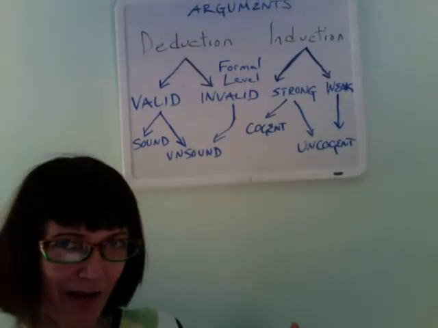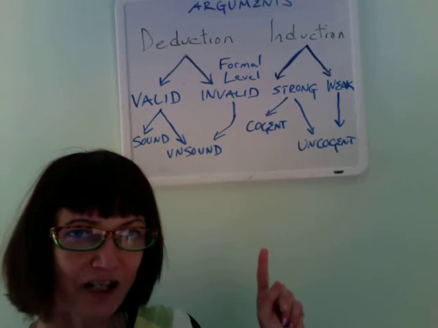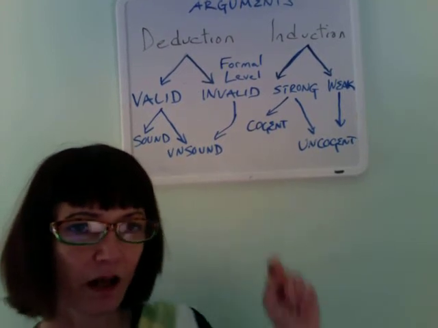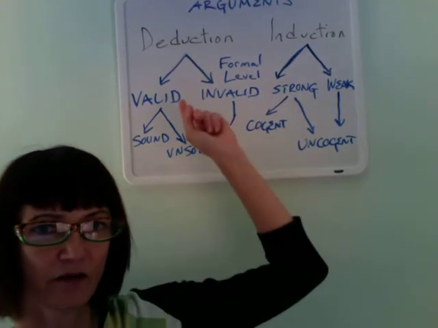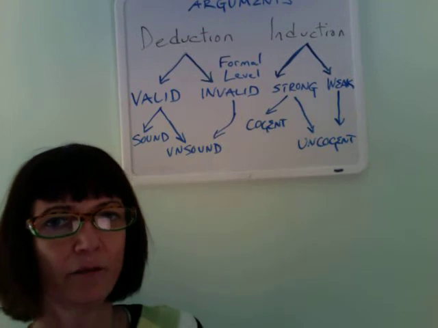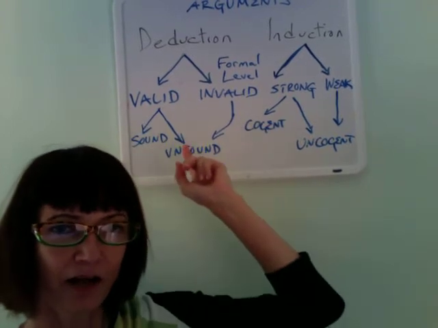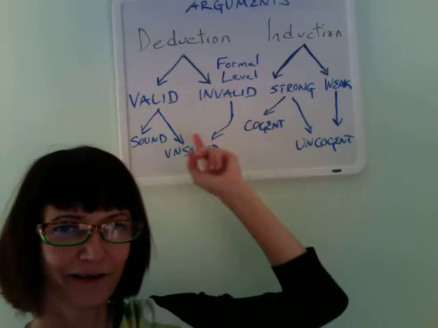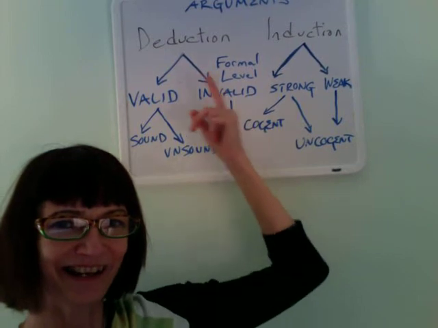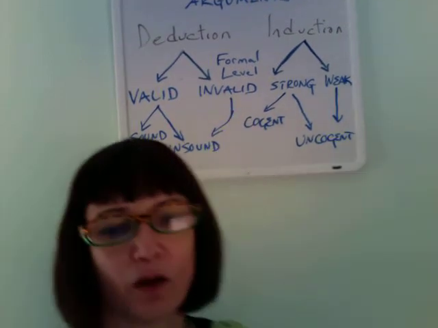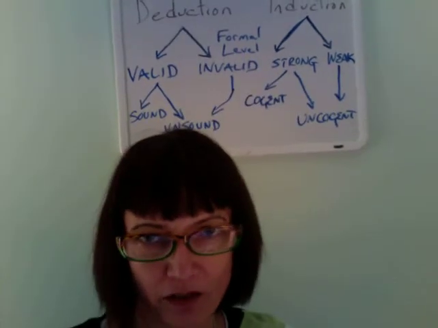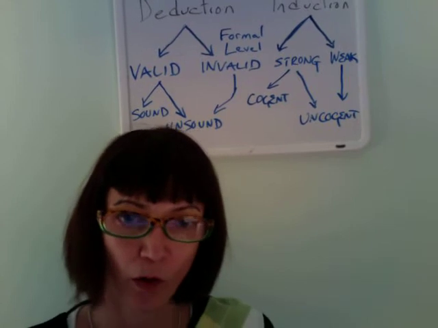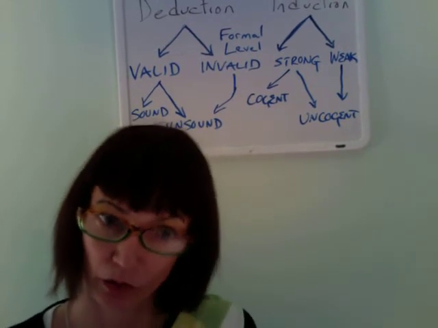Basically, it's two types, right? Deduction and induction. And we're going to be spending a lot of time trying to figure out if arguments are valid or invalid. We aren't going to spend a lot of time on sound or unsound, or strong or weak, because we aren't going to worry very much either about induction or whether the premises are actually true or false.